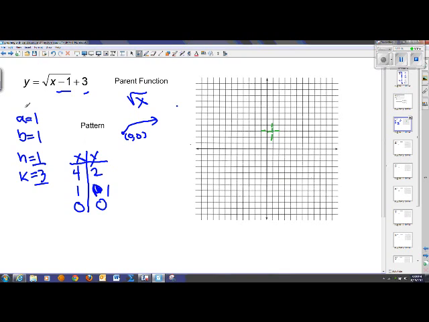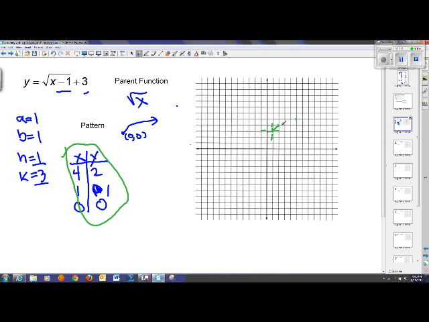And I know that nothing's been multiplied to my x or y values. It's just strictly moved over and up. So I'm going to use this pattern to graph my function. I'm going to say, well, this is just a non-affected root function. So I go over 1 and up 1, and I go over 4 and up 2.